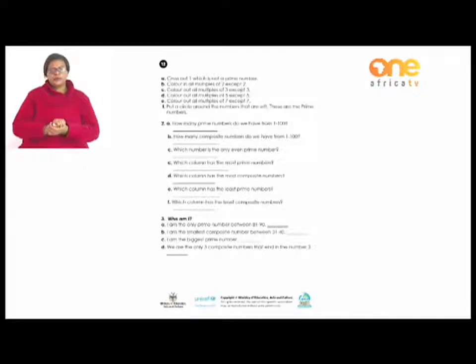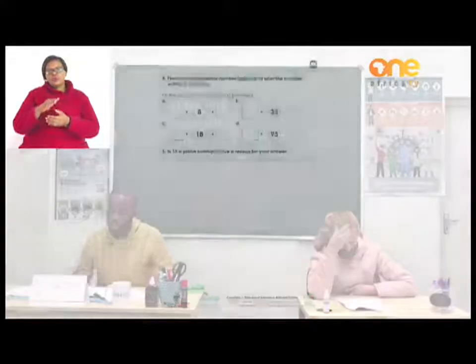And then D is asking for 3 numbers. It says, we are the only 3 composite numbers that end with the number 3. In other words, find those 3 composite numbers that have their unit as 3. In other words, it ends with the number 3. All right, now let's go to the next page, which is page 13.